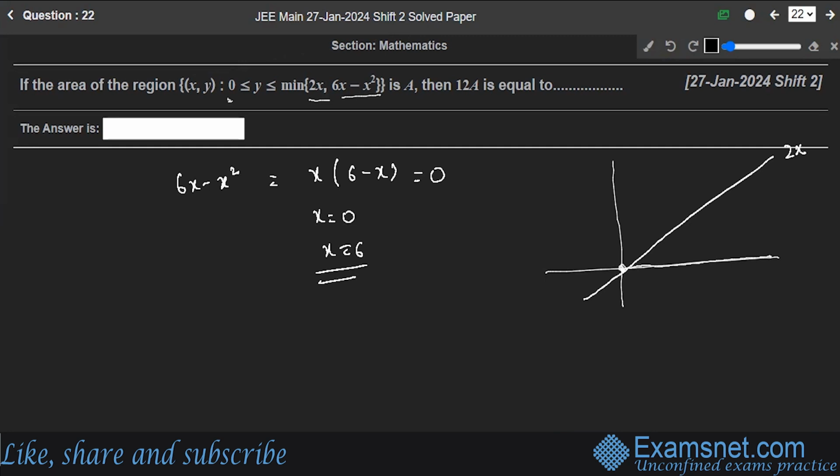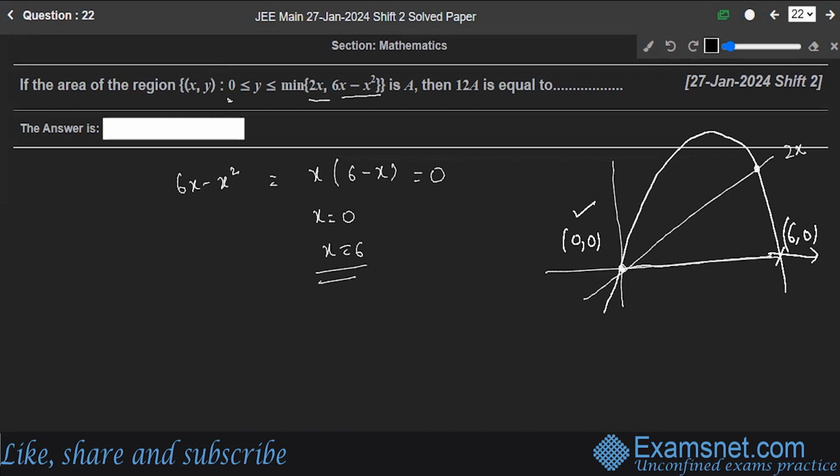So this is a parabola. This is a downward parabola, which is passing through the origin. Okay, let's make it more proper. So this parabola is something like this. Now this is the point (6, 0), and this is the origin. Both the line and the parabola are intersecting at the origin, and this is the second point of the intersection.